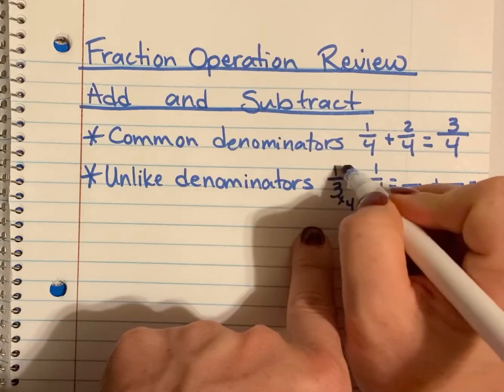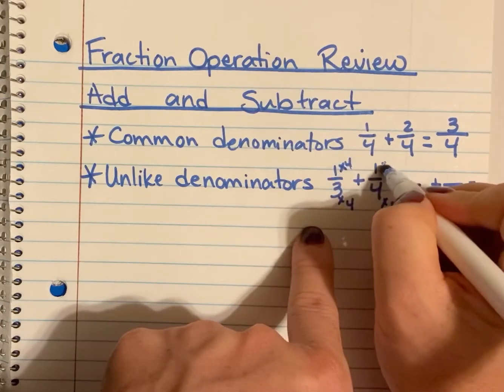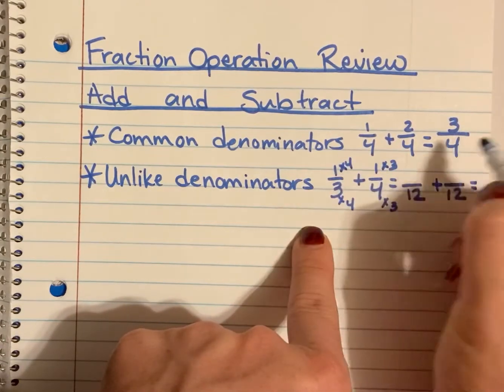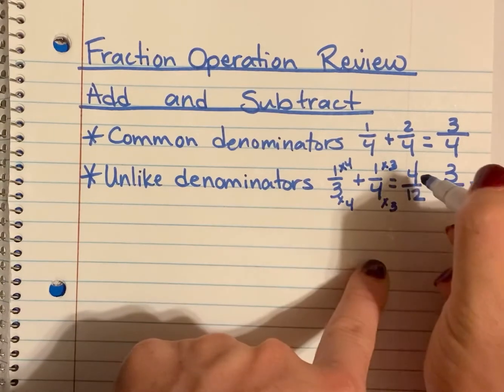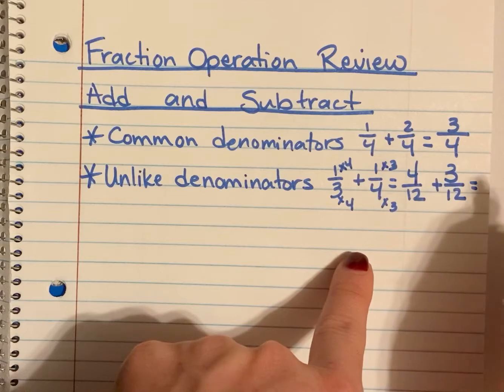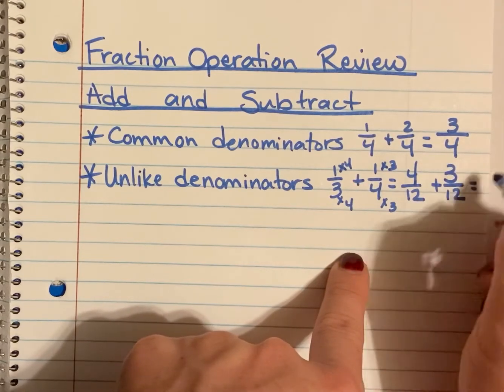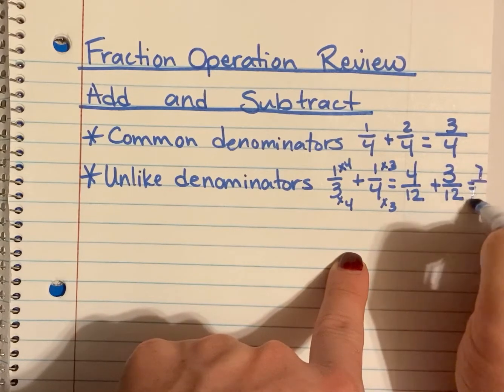If I do it to the bottom, I must do it to the top. 1 times 4 is 4, 1 times 3 is 3. Simply add the numerators and keep the denominator.